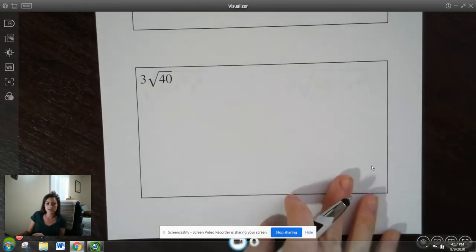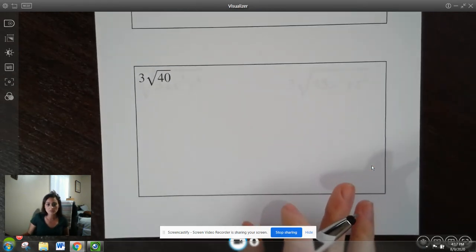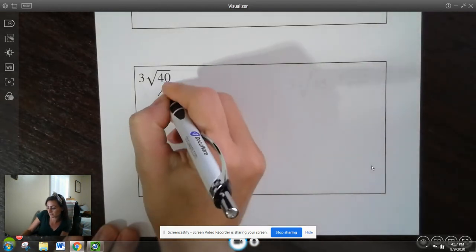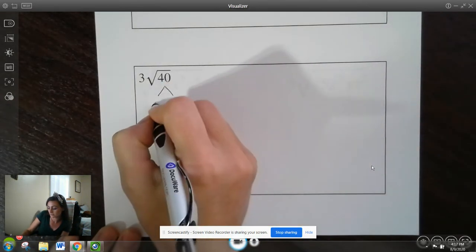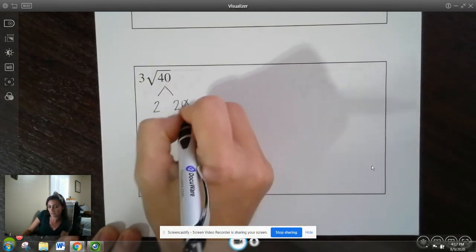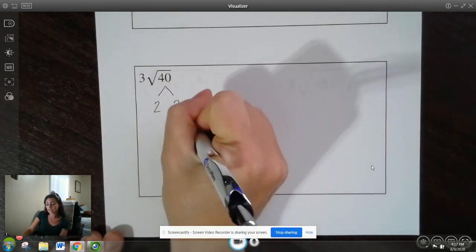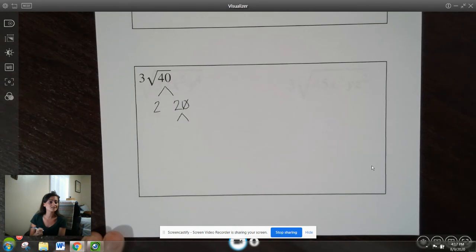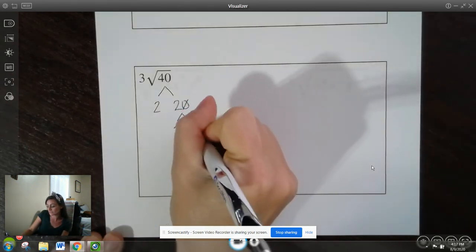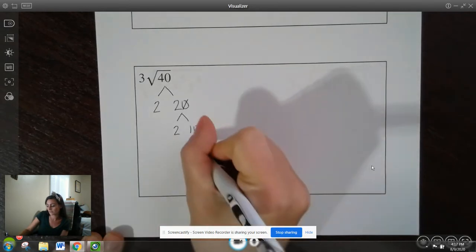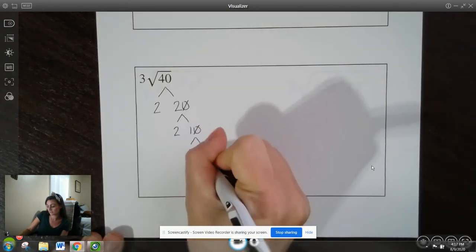So next we've got 3 times the square root of 40. Well, I'm going to do 2 times 20, just to throw a wrench in. Sometimes all you can think of is that's something that can be divided by 2, and that's okay. But I am going to have to keep going because 20 is not prime. I can knock 20 down even further. Well, that's 2 times 10, and that's 2 times 5.